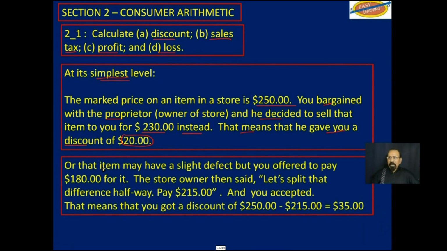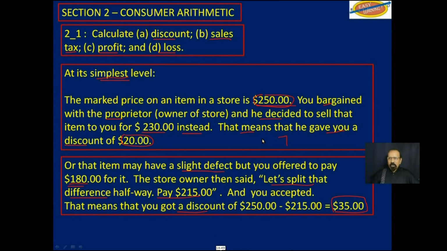Or let us say that the item has a slight defect, won't affect much in the way it works, but it has a slight defect. So you offer to pay $180 for it, the same $250 item. The store owner then said, let's split that difference halfway. You pay $215 and you accepted. That means that you get a discount of $35. Remember, it was $250 and you offered $180.